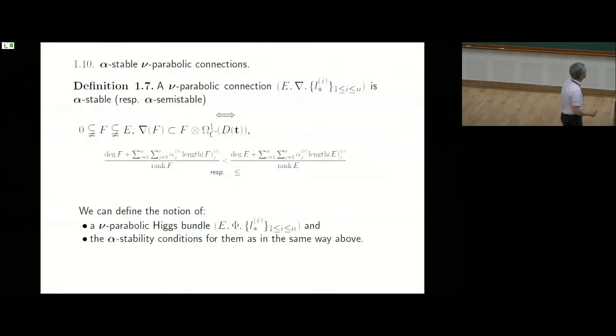And for the alpha-stable quasi-parabolic connection case, you can just change the definition by taking F to be a sub-connection, not just a bundle. So you have a proper sub-vector bundle which is stabilized by the nabla, so that (F, nabla) is a sub-connection. You can just take this inequality for the sub-connections. So that gives you the good measure for alpha-stable quasi-parabolic connections, and alpha stability is defined like this. And you also have the quasi-parabolic Higgs bundle case. You can define the alpha-stable quasi-parabolic Higgs bundle like this.